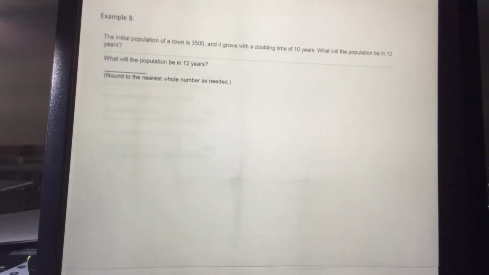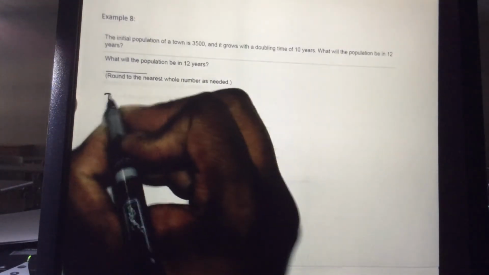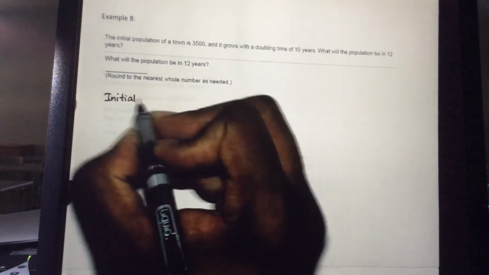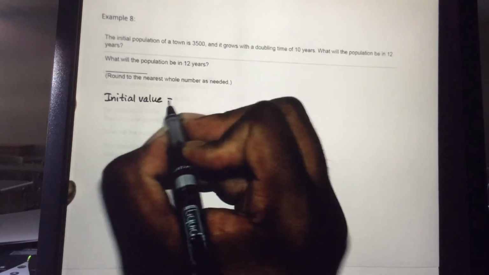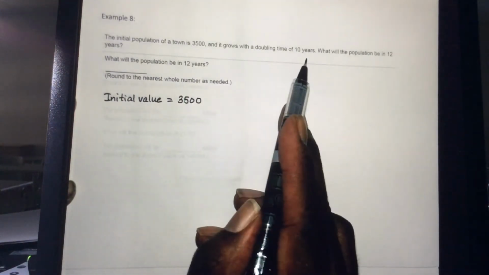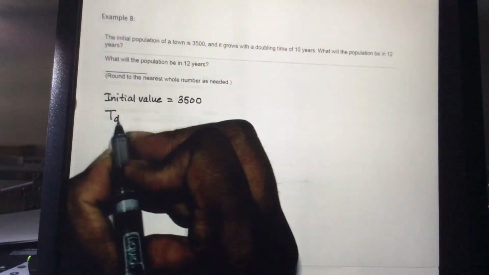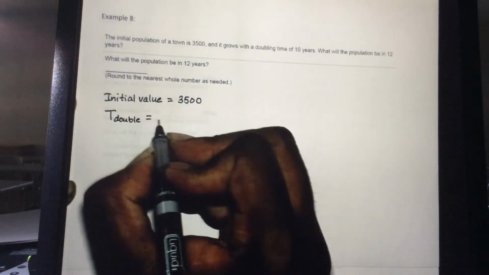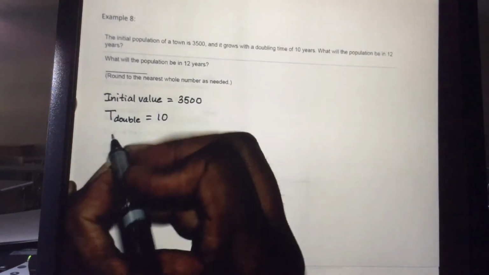The initial population of a town is 3,500, and it grows with a doubling time of 10 years. What will the population be in 12 years? Okay, so now let's identify what we have here. The initial value, or the initial population, is 3,500. And it has a doubling time of 10 years. That's what t sub double is, equal to 10 years. And we're finding out what will be the population in 12 years. That's lowercase t.